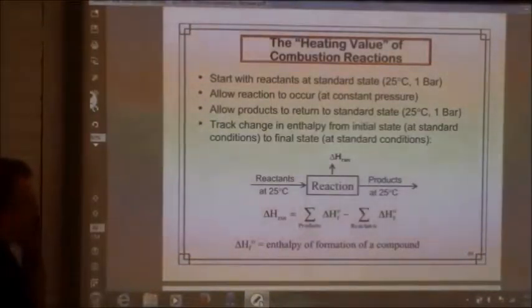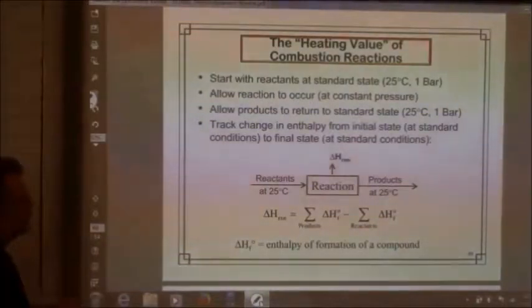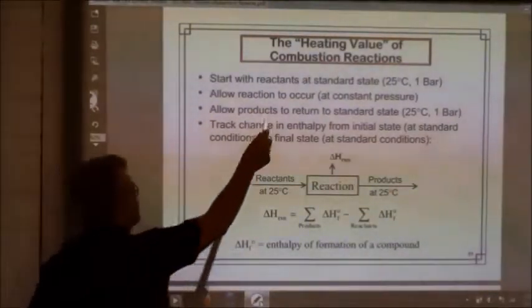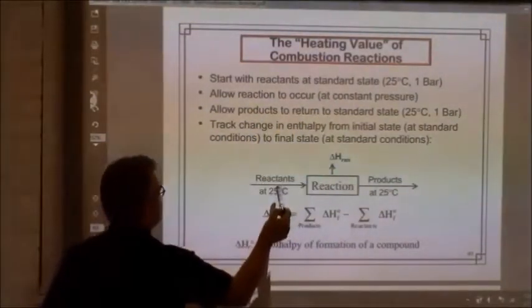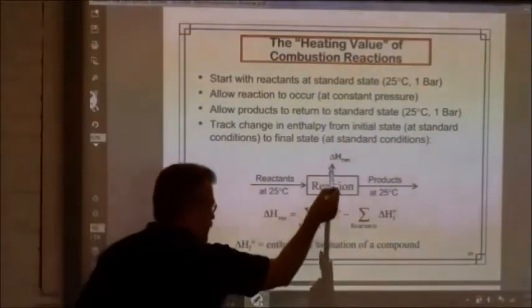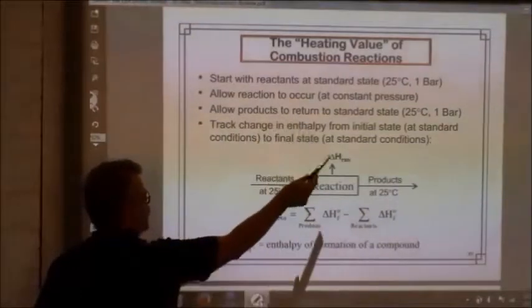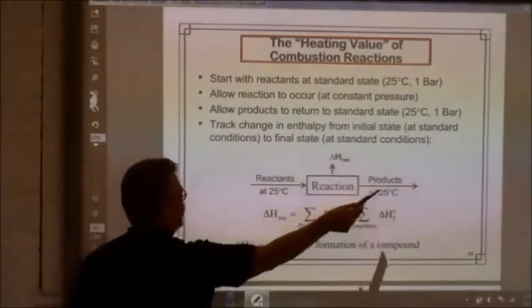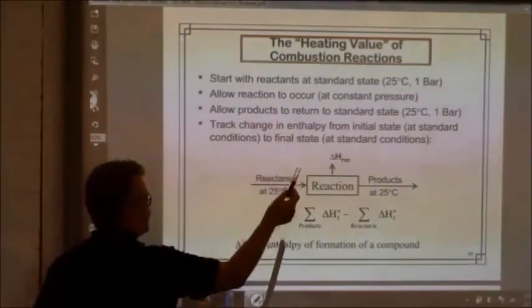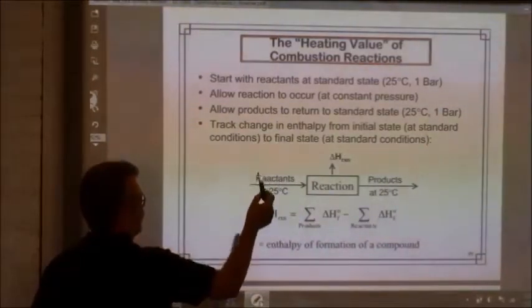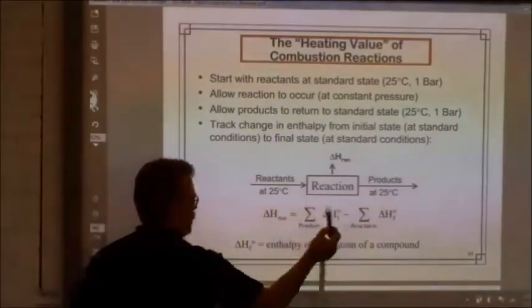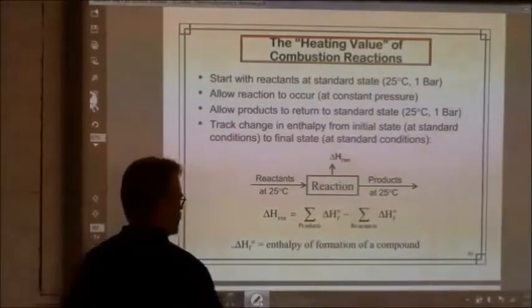Now, the heating value, specifically of a combustion reaction, starts with the reactants at a standard state. We allow the reaction to occur, just like on the previous page, and we allow the products to return to a standard state. And then we track the change in enthalpy from the final state to the initial state.